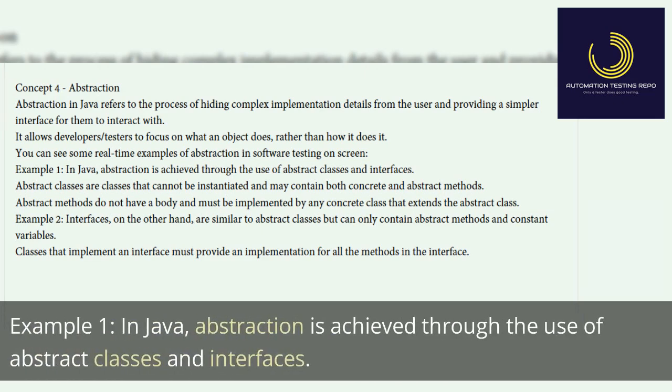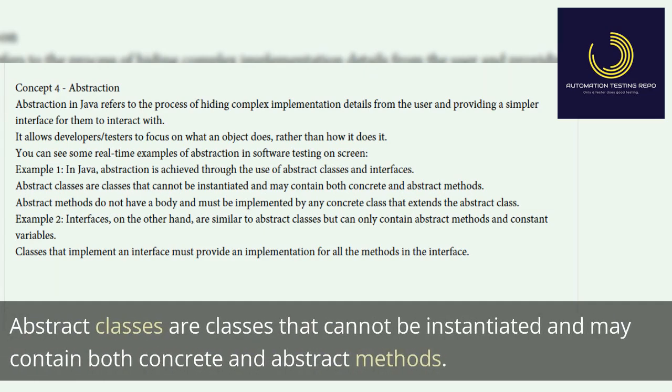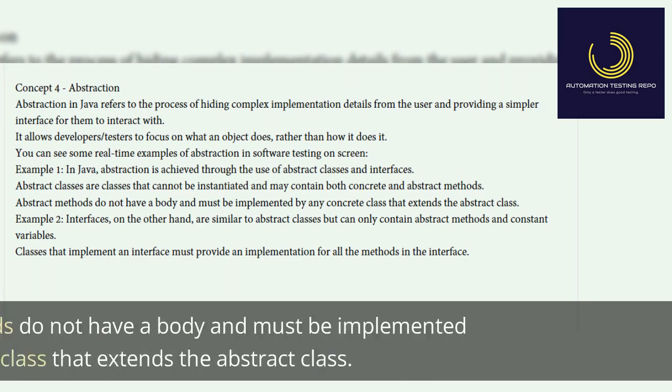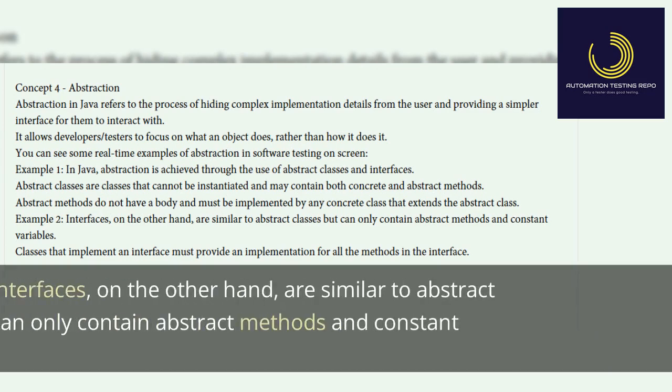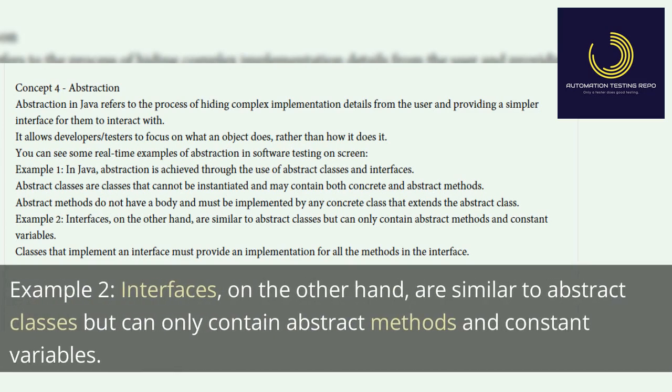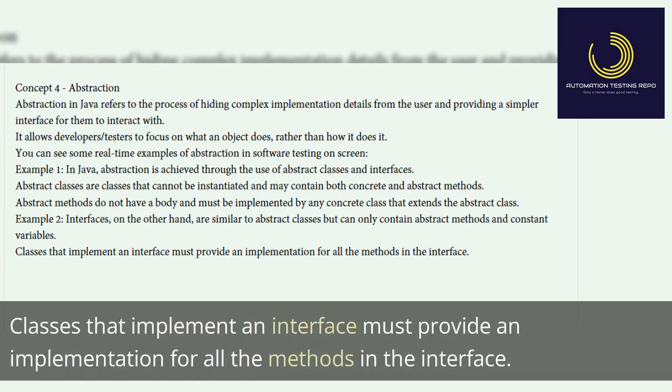Example 1. In Java, abstraction is achieved through the use of abstract classes and interfaces. Abstract classes are classes that cannot be instantiated and may contain both concrete and abstract methods. Abstract methods do not have a body and must be implemented by any concrete class that extends the abstract class. Example 2. Interfaces, on the other hand, are similar to abstract classes but can only contain abstract methods and constant variables. Classes that implement an interface must provide an implementation for all the methods in the interface.